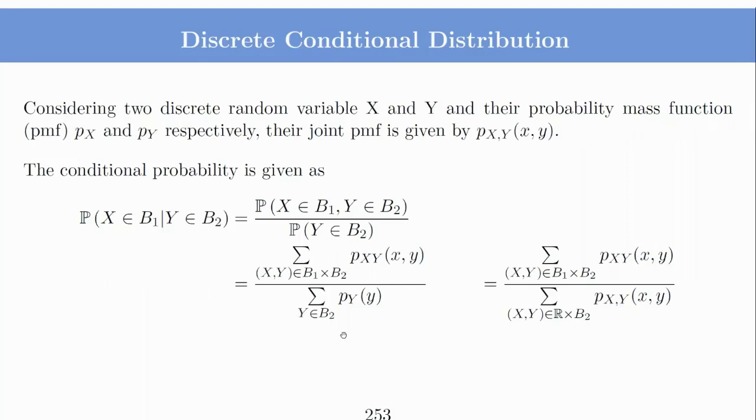Okay, and instead of this, you can also see this in the following way. The probability that Y belongs to B2 is the probability that X can take any value but Y belongs to B2. So you can also add the joint PMF of (X, Y) over all the pairs such that Y takes value in B2 and X takes any value on the real line. Both will be exactly the same.